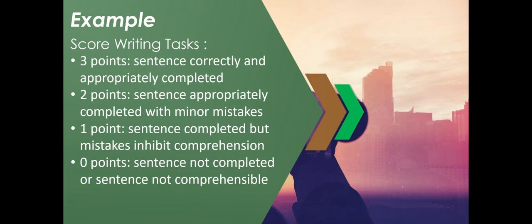Now, for the example, when we score a writing test, we can give 3 points for the sentence correctly and appropriately completed, and we can give our students 2 points for the sentence appropriately completed with minor mistakes. We can give 1 point for the sentence complete but mistakes inhibit comprehension, and give them 0 points for the sentence not complete or not comprehensible.